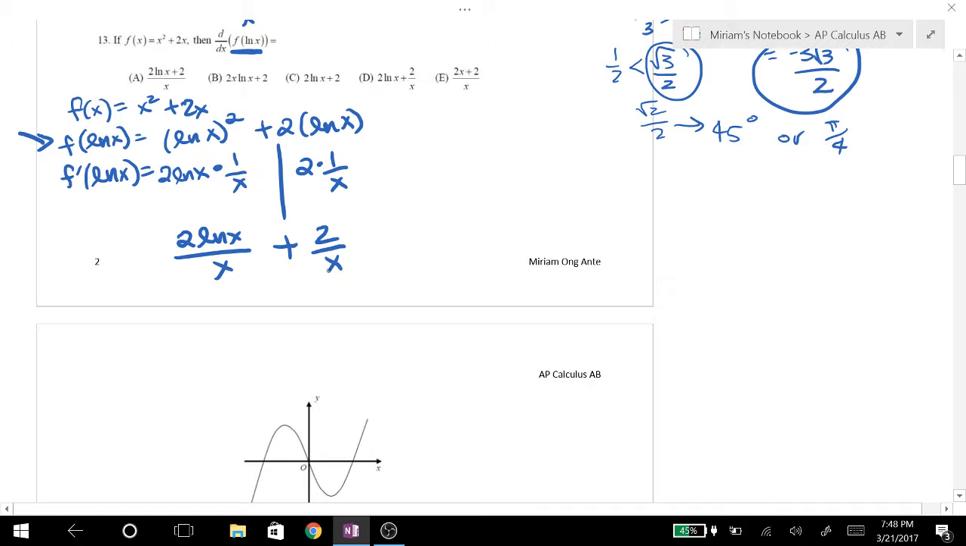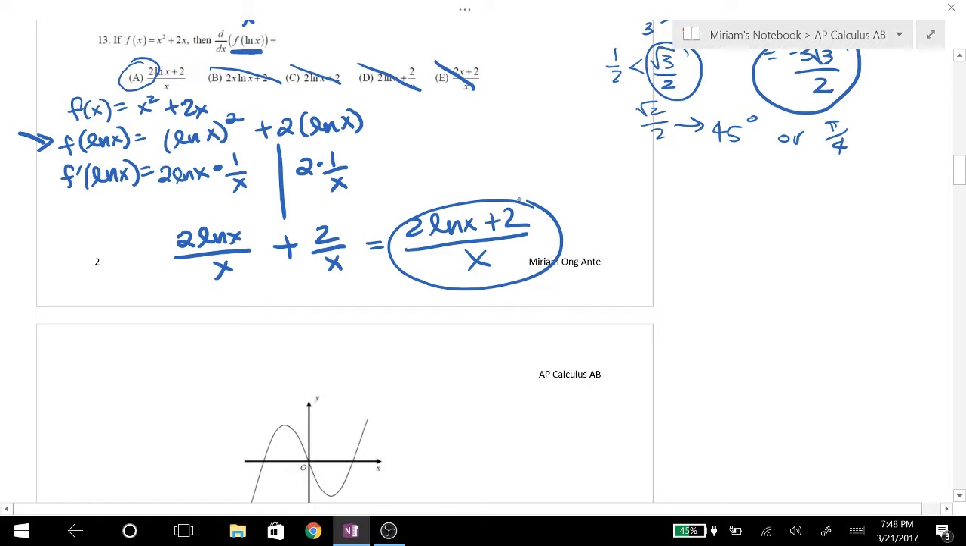I try my best to find the match here. Okay, it's not this one. It's not this one. It's not this one. I'm missing a denominator. It's not this one for the same reason, so it's A. So this is equivalent to 2 natural log of x plus 2 all over the same denominator.